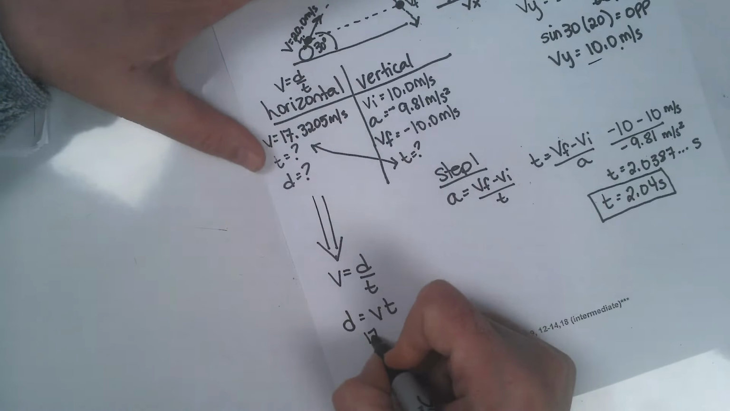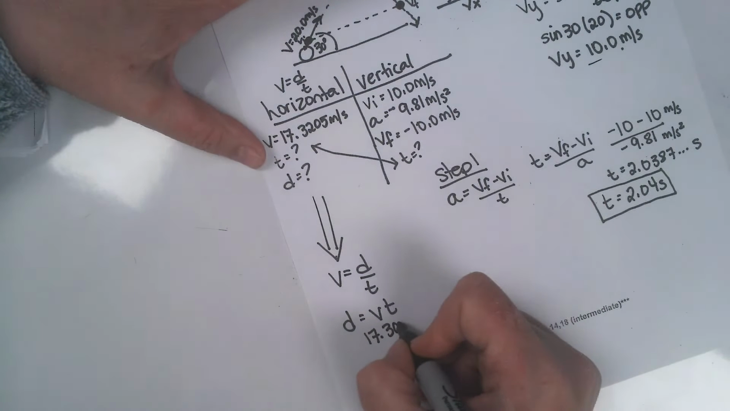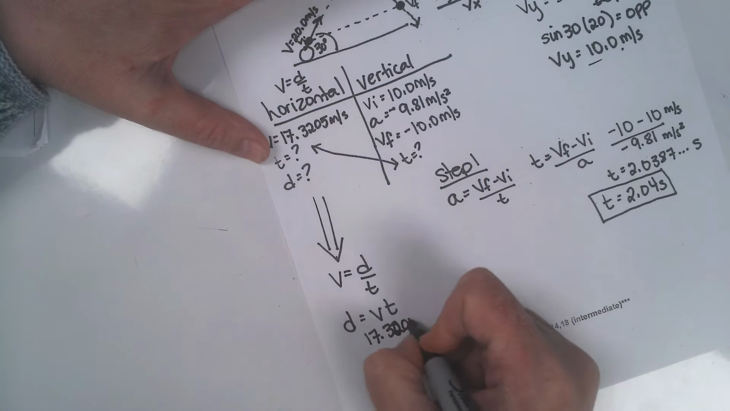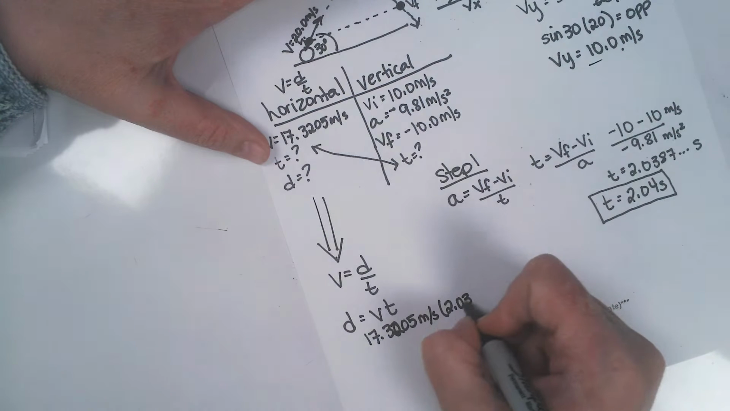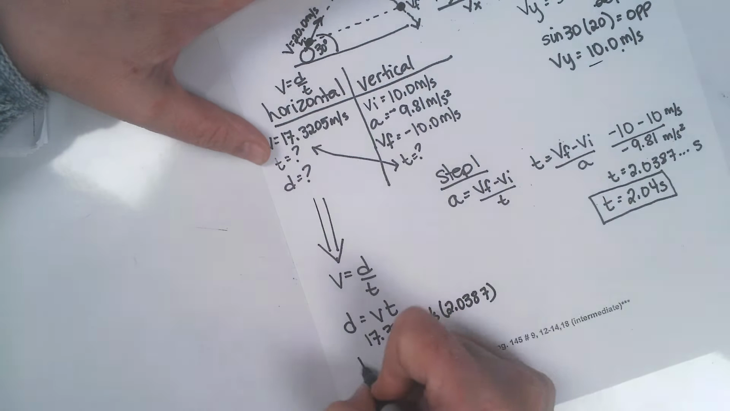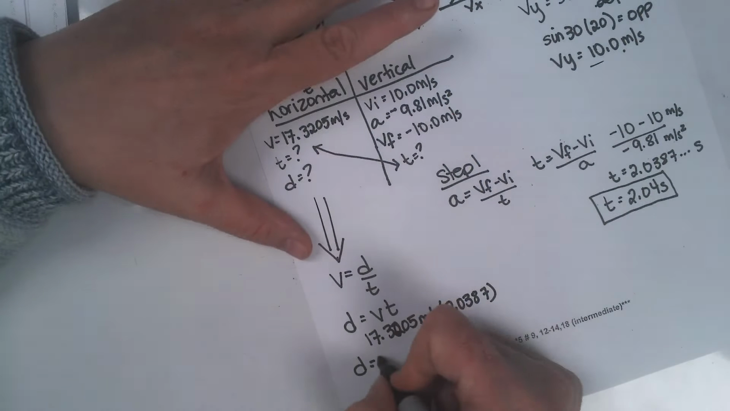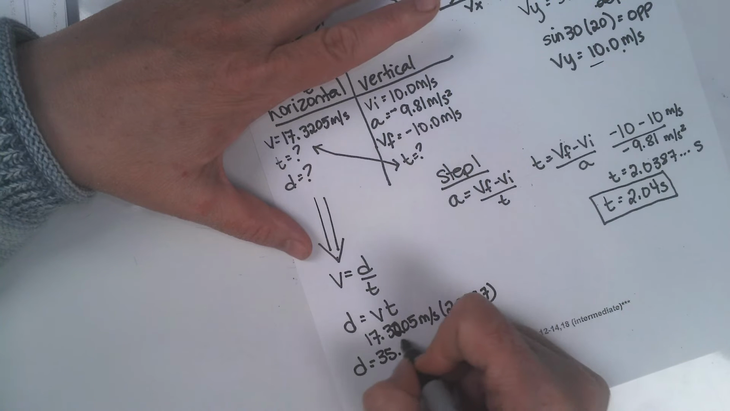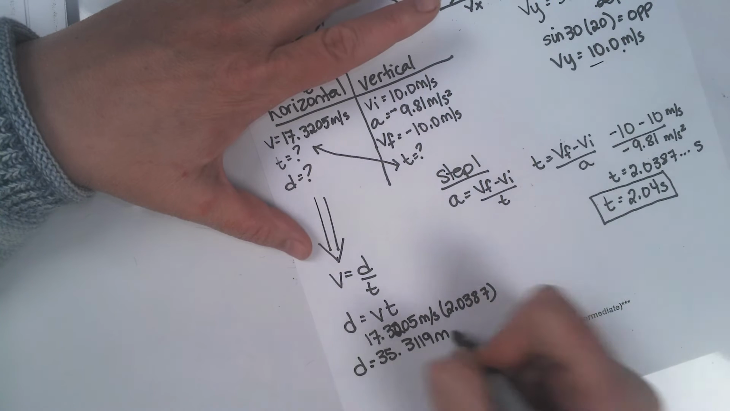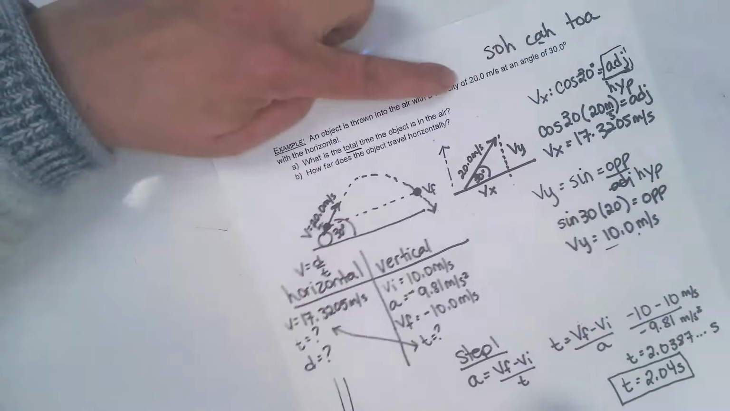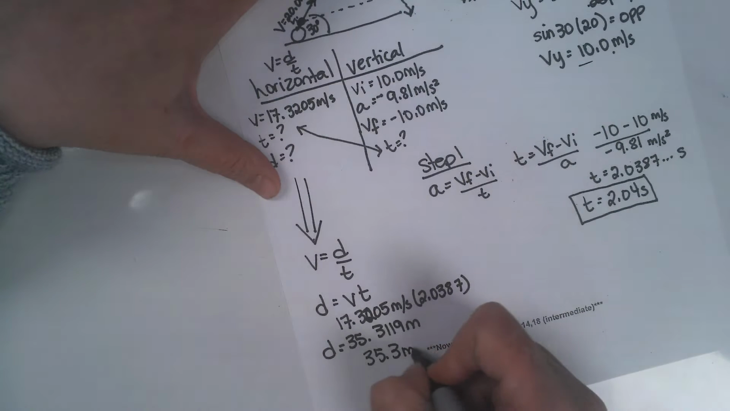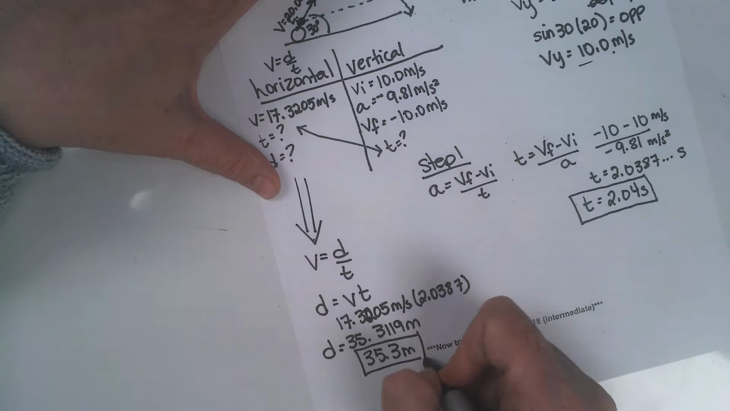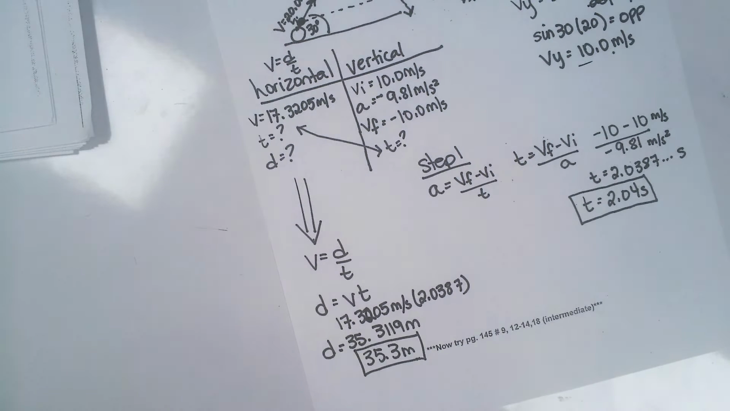So 17.3205 multiplied by 2.0387. My distance is 35.3119 meters. When I go back to the original question, I have 3 significant digits. So I have 35.3 meters. That's how far away the ball was launched.